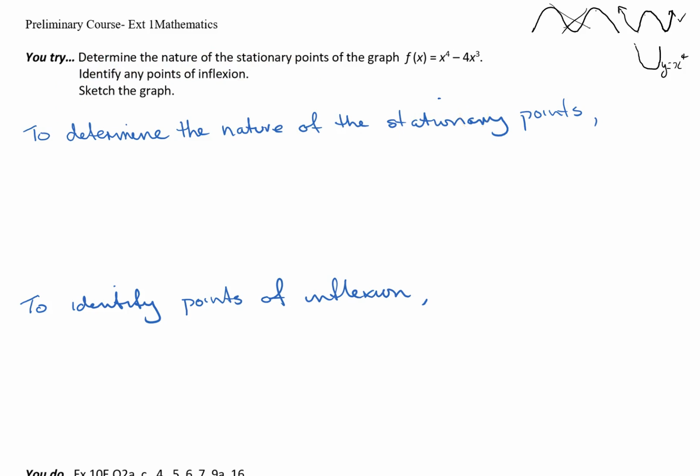How would we complete that? We would solve f dash x equaling 0. For a stationary point, we want the first derivative to be equal to 0.